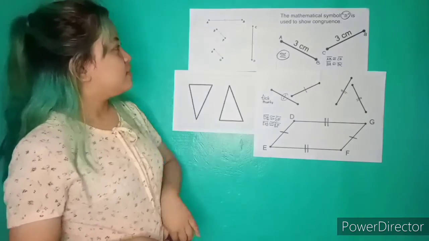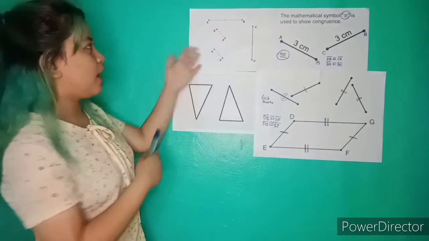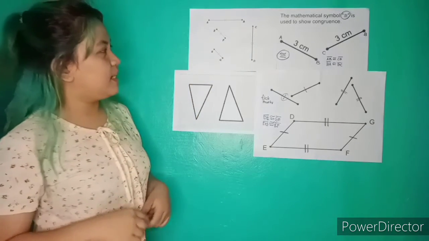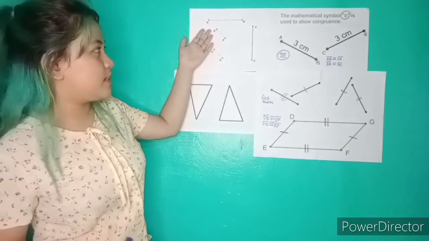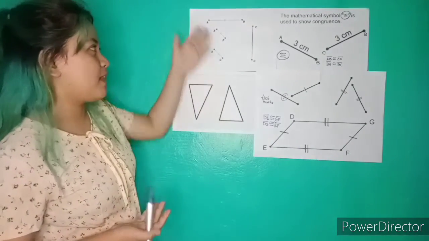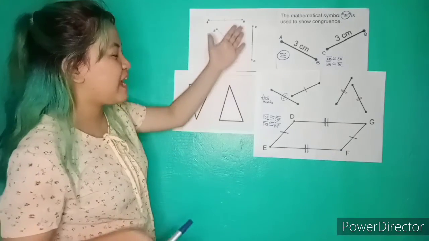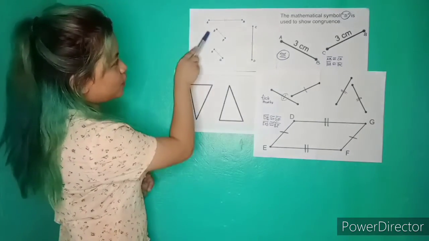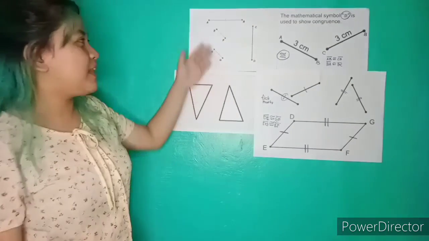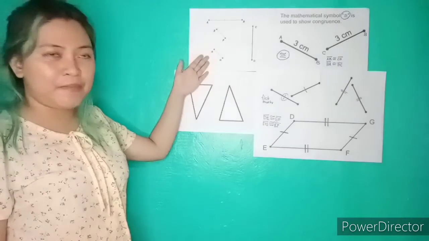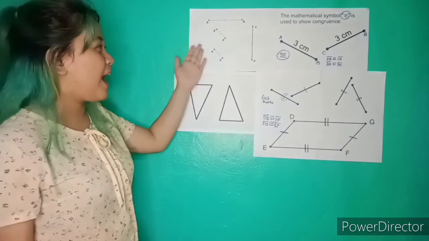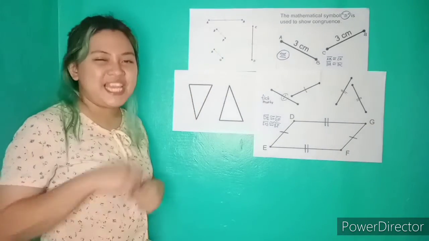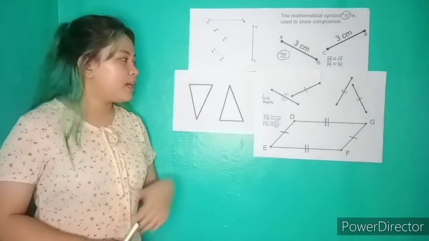Okay. Same with this one. We have here at the top line segment AB. What is the same or congruent with line segment AB? We have here line segment CD. So we have 2 tick marks also, because they have the same length. Also, line segment EF and line segment HG. They have one tick mark because they have the same length. Okay, very good. Now let's proceed here.